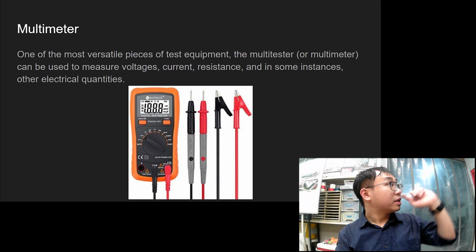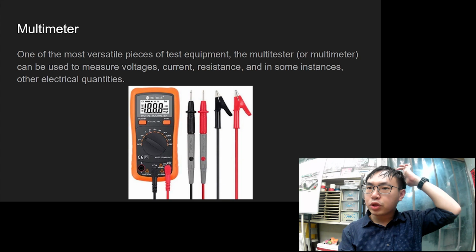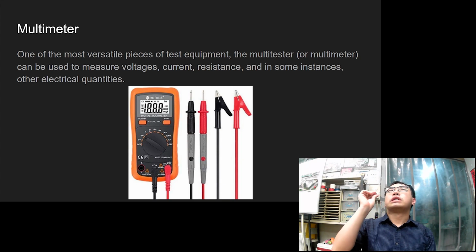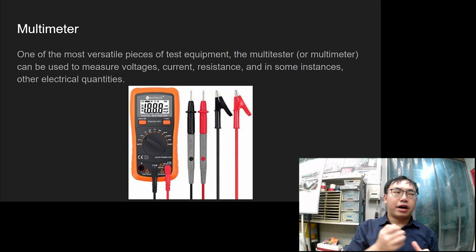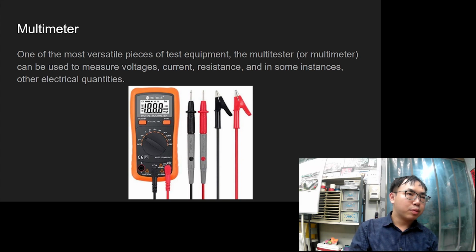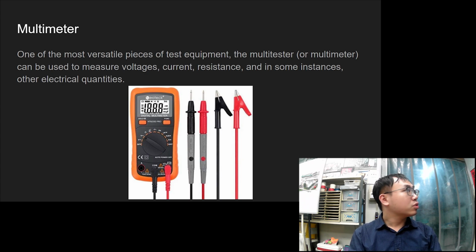Okay, so multimeter. We don't want to buy a voltmeter, ammeter, and ohmmeter from time to time, because it takes up space for measurement. So that's why people decided on a 3-in-1 meter, which is the multimeter. So they can measure.